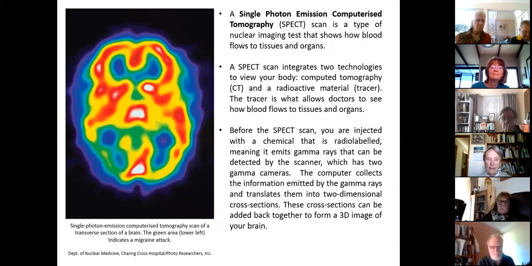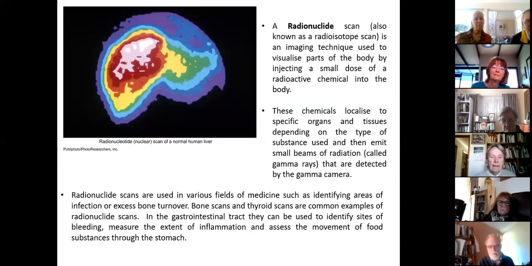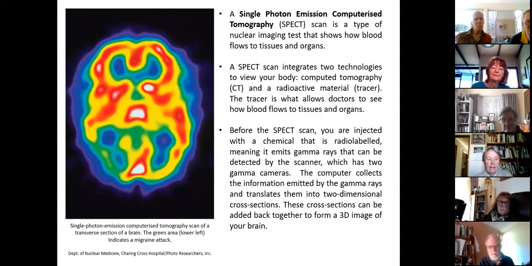This is called SPECT, single photon emission computerized tomography. That's a mouthful, isn't it? Again, like the PET scan we saw earlier, in this particular scan a lot of detail is not present. However, you can get an idea of things that are going on. So it integrates two technologies, CT and radioactive material. And again, the combination of these can produce this type of image.